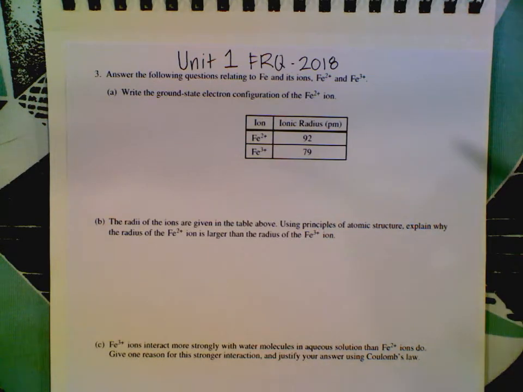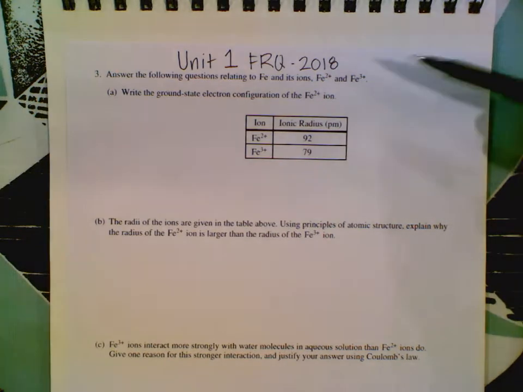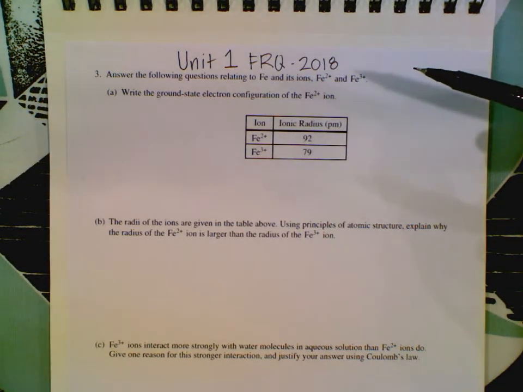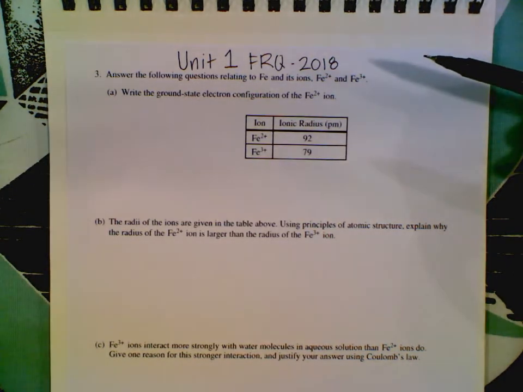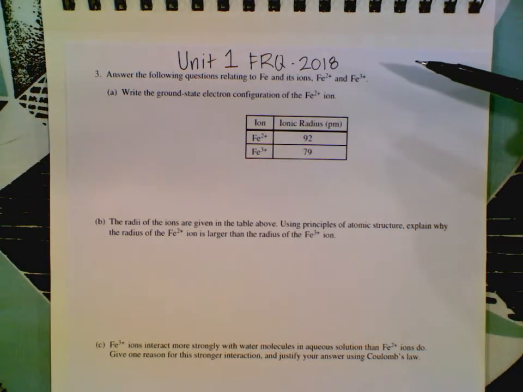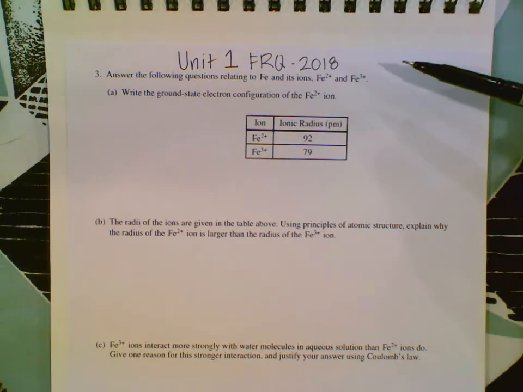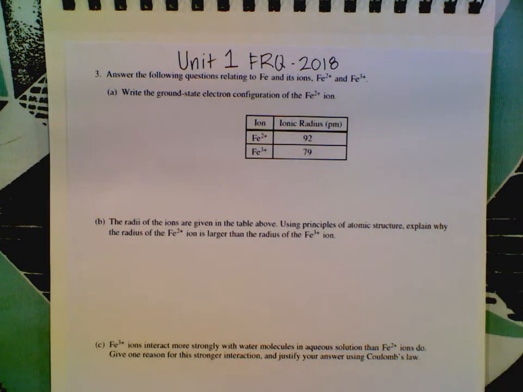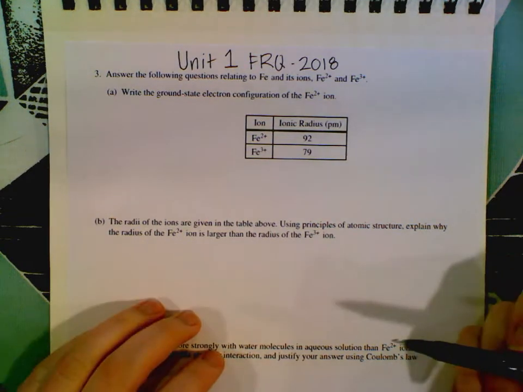All right, so this is Unit 1, FRQ 2008, question number 3. This is a full-length, big, beefy FRQ. This is probably the size and style that you could expect to see on the exam in terms of its quantity of questions. So for A, it says to write the ground state electron configuration of the Fe2+ ion. So Fe2+ ground state electron configuration means it's the lowest energy state possible.